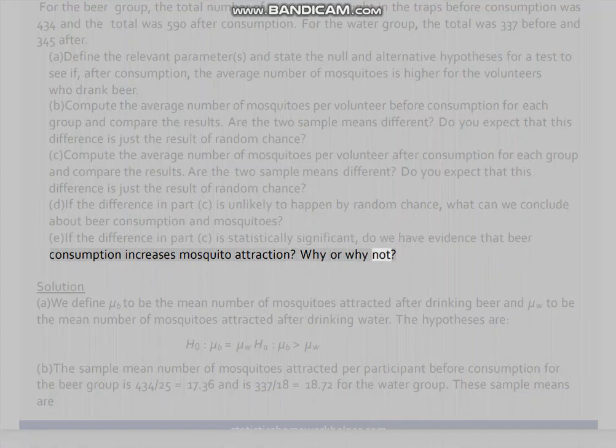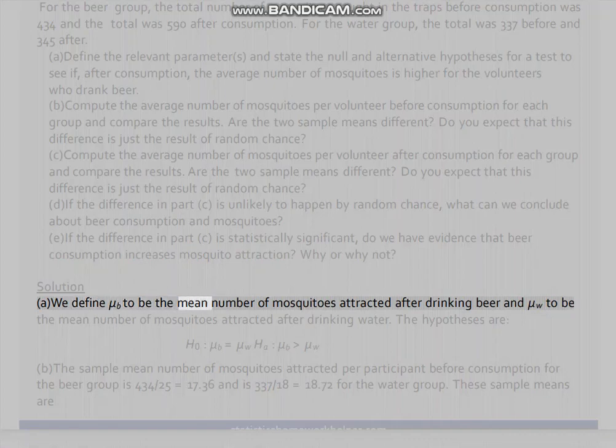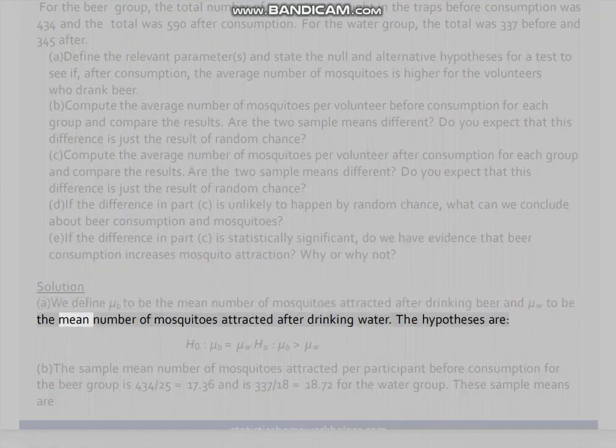Why or why not? Solution: A. We define μB to be the mean number of mosquitoes attracted after drinking beer and μW to be the mean number of mosquitoes attracted after drinking water. The hypotheses are H0: μB = μW, Ha: μB > μW.